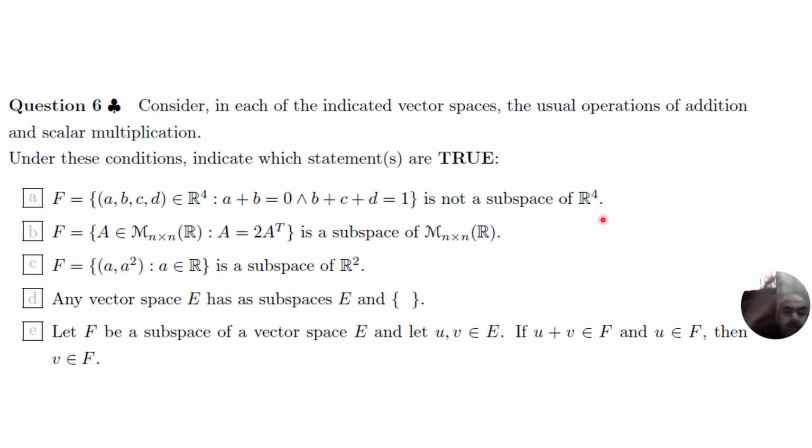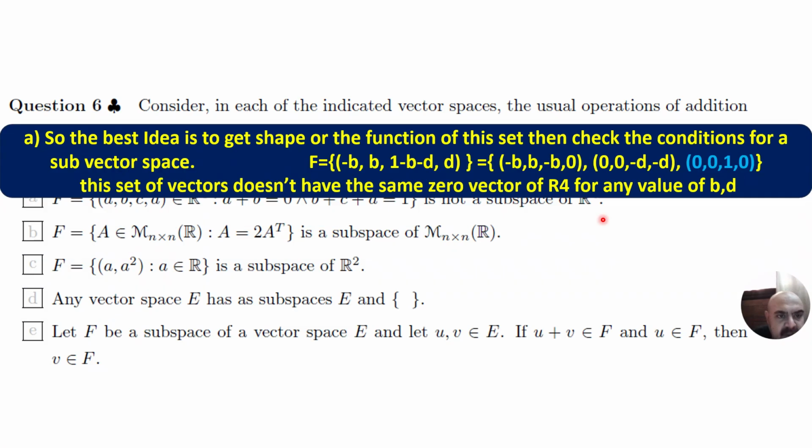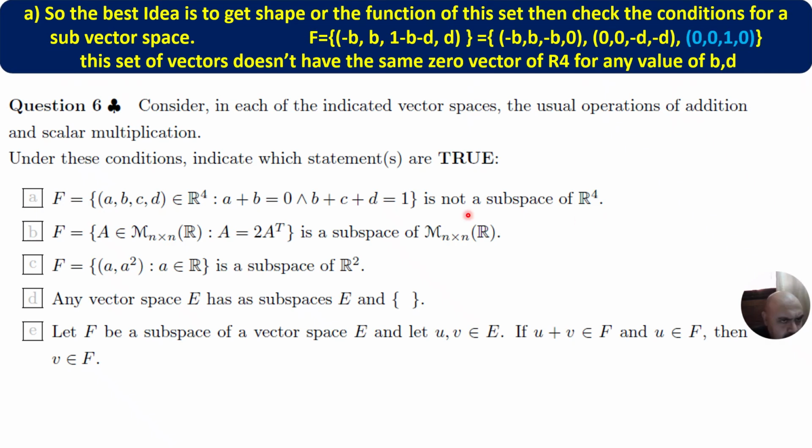Now I will try to remember the conditions for a subspace: the existence of the origin, the closure under addition, and the closure under scalar multiplication. But before doing all of this, I should get the generators, or how to represent this set of vectors. So the best idea is to get the shape or the function of the set, then check the conditions for a subvector space.